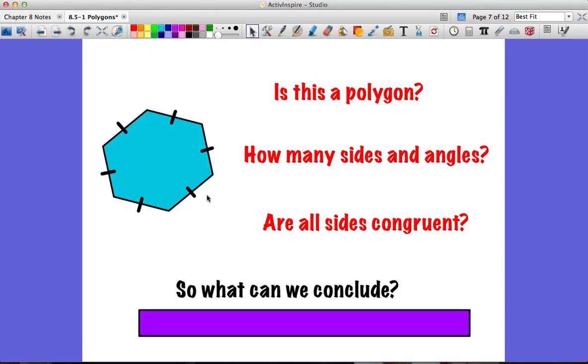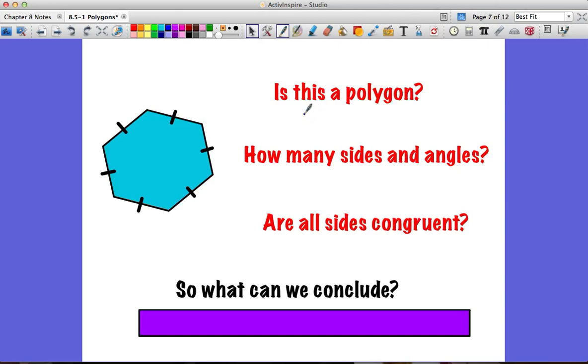Okay, I want you to look at your next problem. You do not have these congruency marks in your notes. I want you to please put them on there now. And then I want you to answer these 3 questions, make your conclusion, and then come back and you can check your answer.